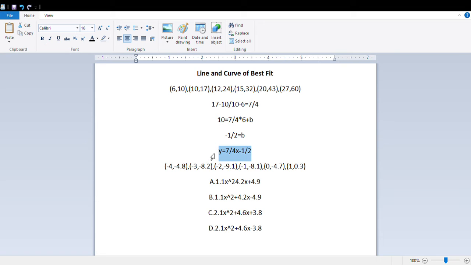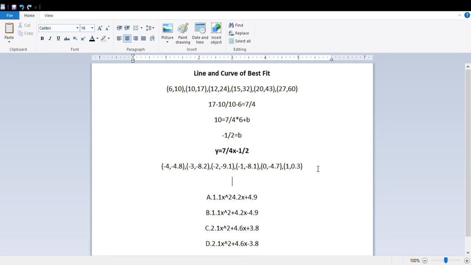If you want, you can put it in different forms, like graph it or put it in standard form, things like that. But for now, we're just going to go with the slope-intercept form, which is y equals mx plus b. Now that we have that, let's go to our next question.